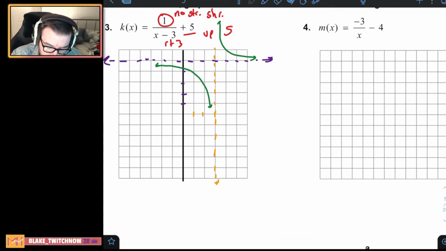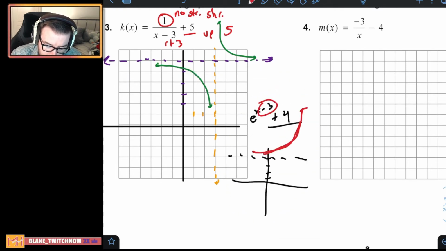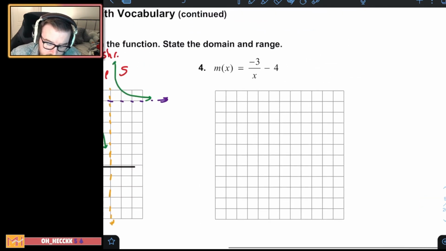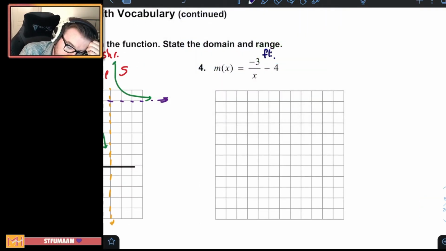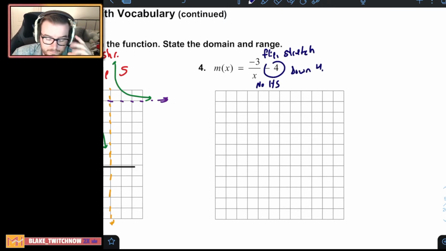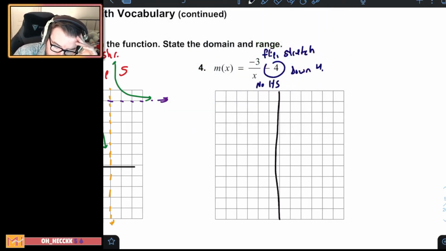Oh, did not mean to flick it down. Whoops. I just accidentally deleted the horizontal axis of my graph. Okay. Let's do it again. What do we have here? We have a flip. We have a stretch. We have no horizontal shift, but we do have a down 4 situation. So let's get to work.